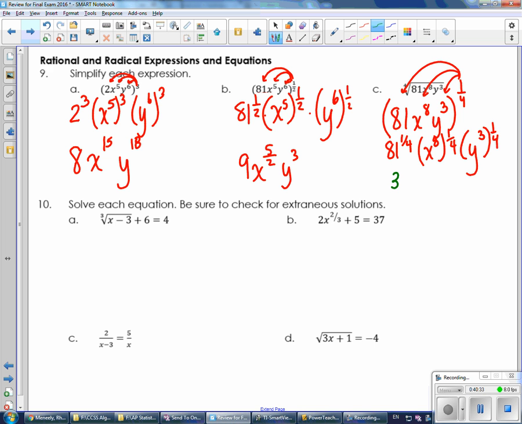If I've got x to the 8th and the 1/4, I need to multiply 8 times 1/4, and that's going to give me x squared. And if I multiply for y, 3 times 1/4, that's going to give me y to the 3/4.